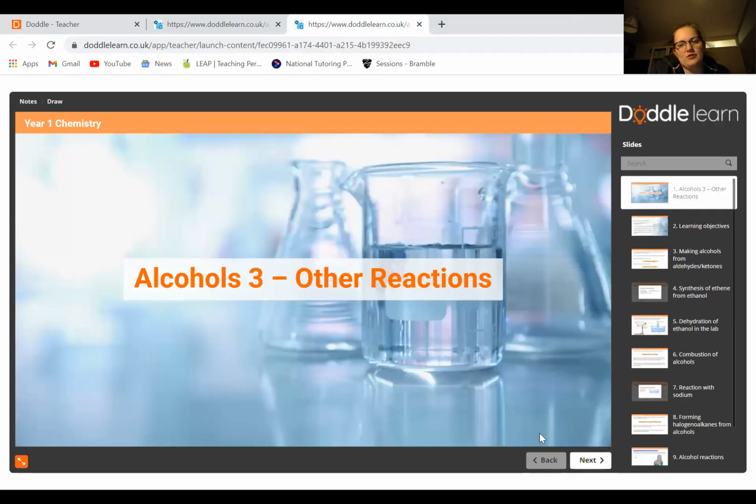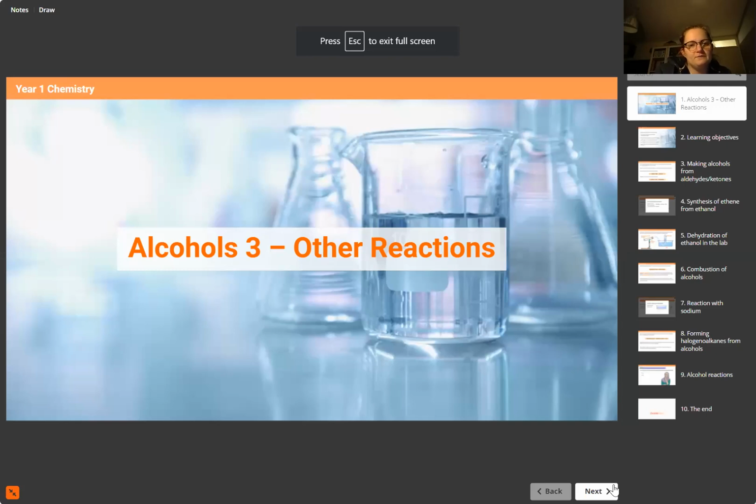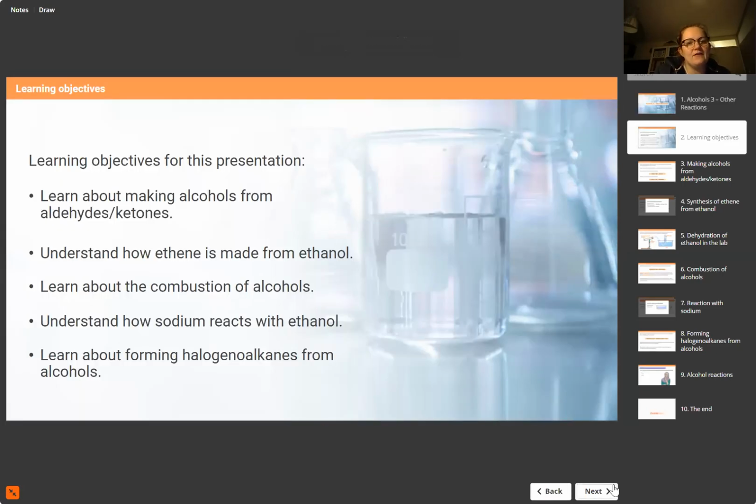Other reactions of alcohols. We just need to know a couple more reactions with alcohols. So a little bit more about making alcohols from aldehydes and ketones. We can make aldehydes and ketones from alcohols, and we can actually do the reverse and make alcohols from aldehydes and ketones. Also look at how ethene is made from alcohol. We've already spoken about how we can make ethanol from ethene. We're now looking at the opposite. Combustion of alcohols, sodium reacts with ethanol, and forming halogenoalkanes from alcohols.